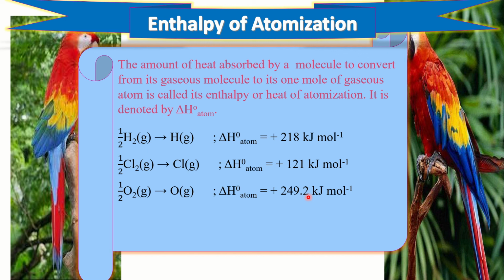Now, dear students, look here. The heat of atomization is a positive value. Why? Because you know that breaking a bond is an endothermic process, and here the bond is broken. Here the hydrogen-hydrogen bond, chlorine-chlorine bond, and oxygen-oxygen double bond are broken to make hydrogen atoms, chlorine atoms, and oxygen atoms. So to make atoms of these gaseous elements, the molecule has to be broken, and to break this bond, some amount of heat energy is given. So these processes are endothermic, and heat of atomization is always a positive value.